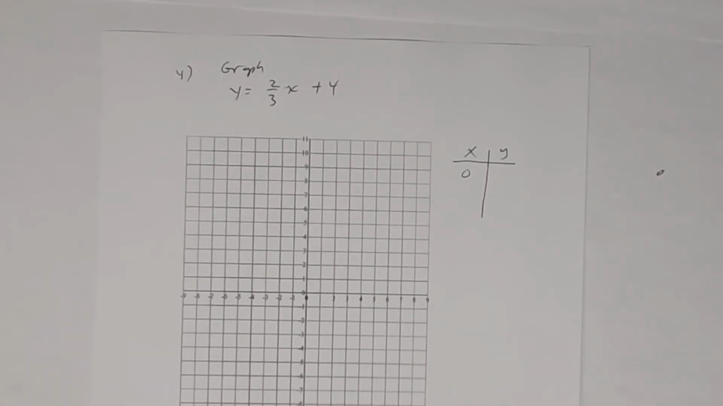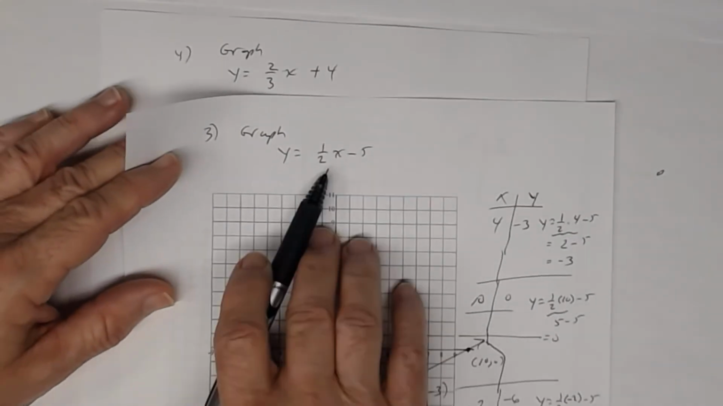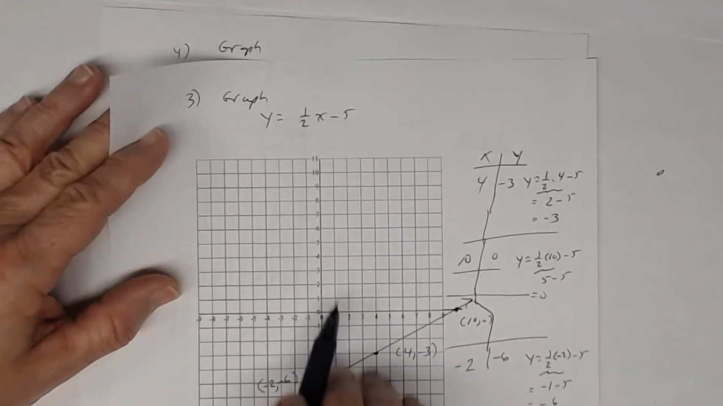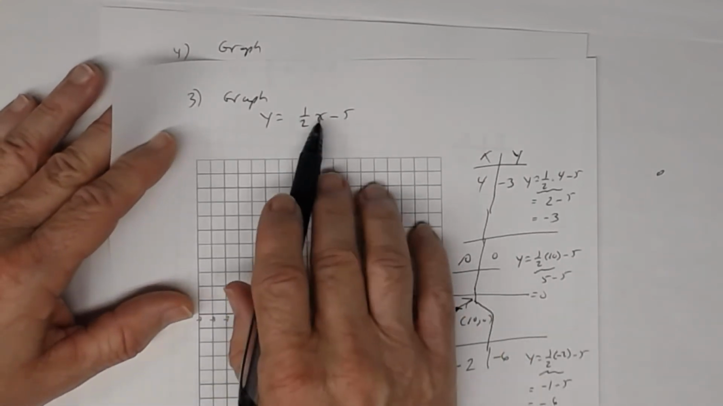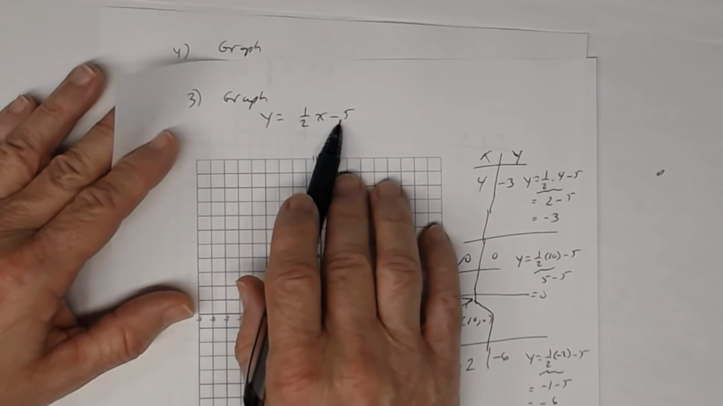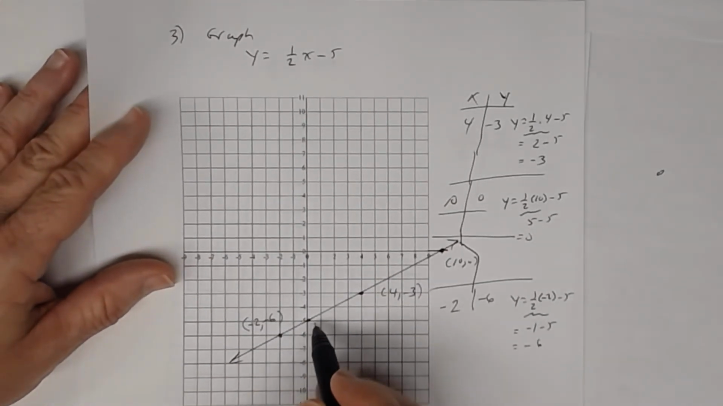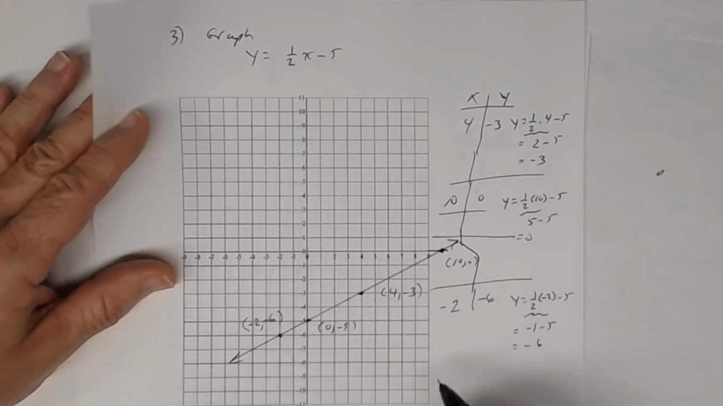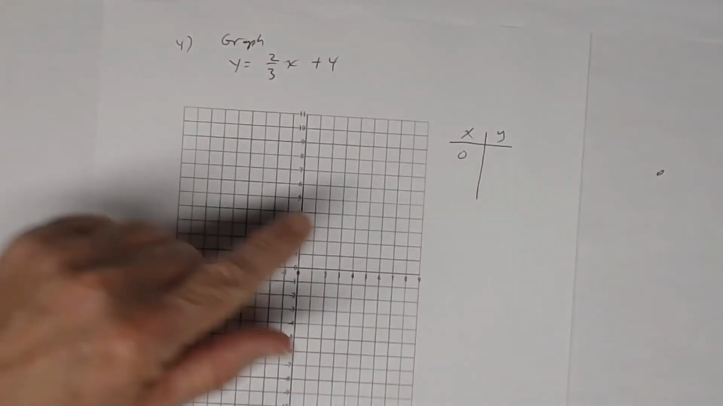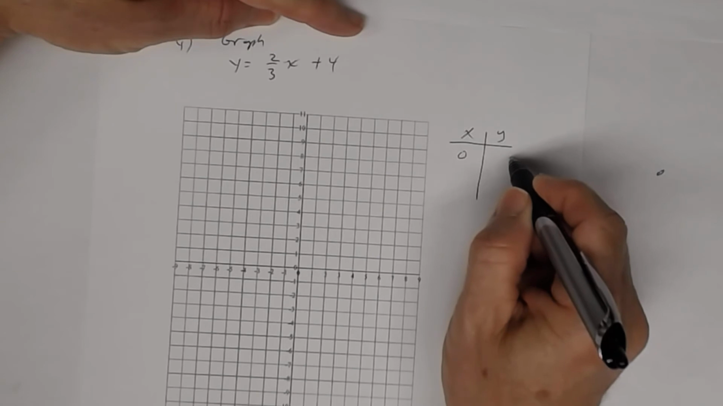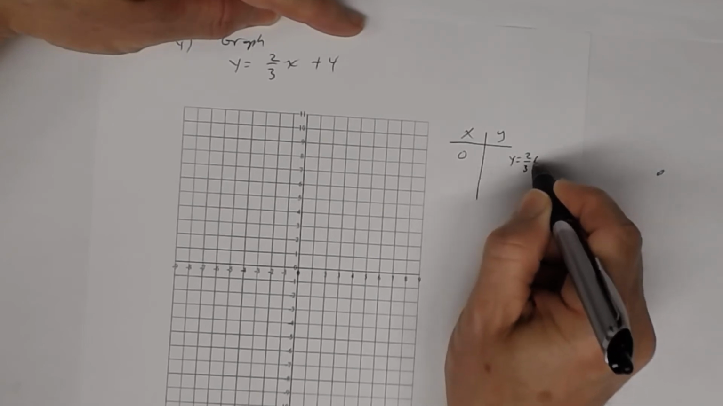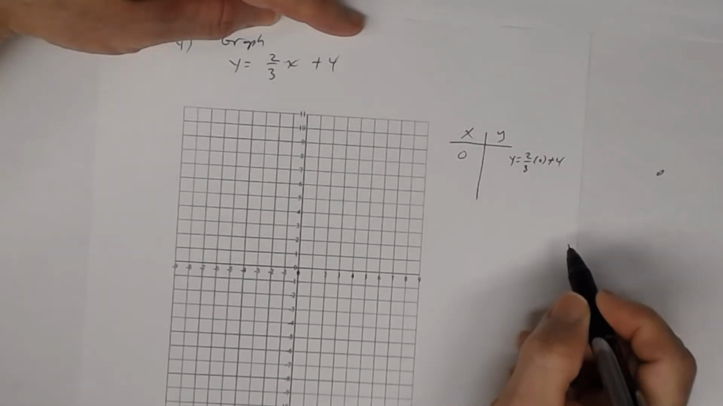So when I did this one here, I could have used 0 for x if I wanted to, because 0 is divisible by 2. Look, 1/2 of 0 is 0. 0 minus 5 is a negative 5. So look, here's 0, negative 5, right? Okay. So if x is 0, I get this. I get y equals 2/3 times 0 plus 4.